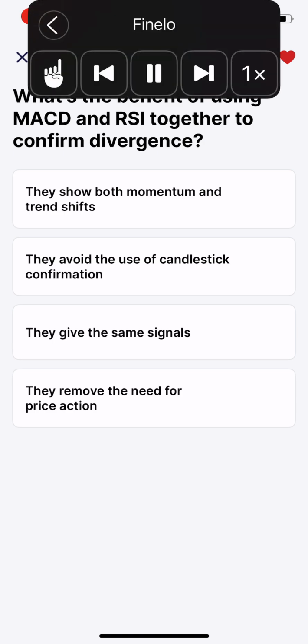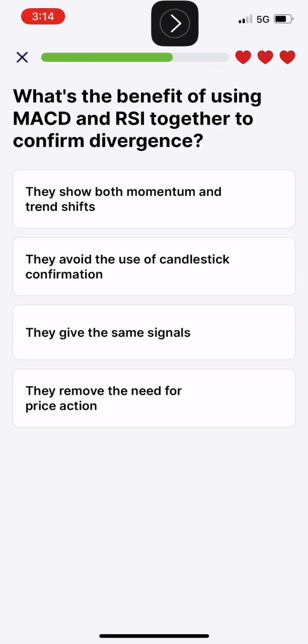What's the benefit of using MACD and RSI together to confirm divergence? They show both momentum and trend shifts. They avoid the use of candlestick confirmation. They give the same signals. They remove the need for price action.